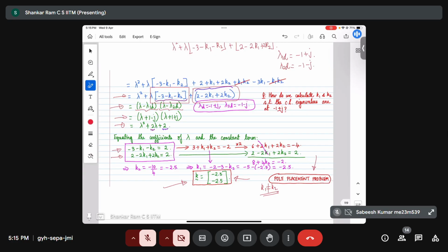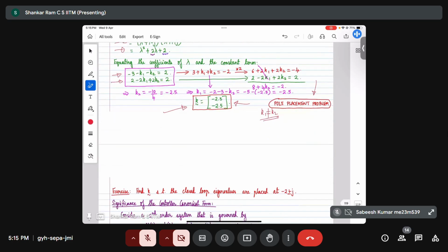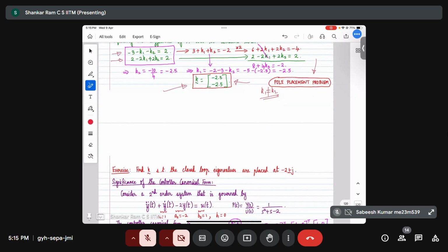As your homework number 5, this is what I would suggest you to do. Please repeat the same problem. We completed 4 homeworks, so this is the 5th homework. Problem A in the 5th homework: for the same system, find K1 and K2 such that the eigenvalues are placed at -2 plus or minus j. Please repeat all the steps. What do you think will change now?